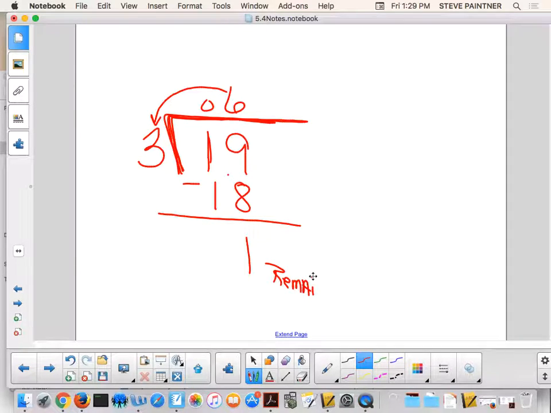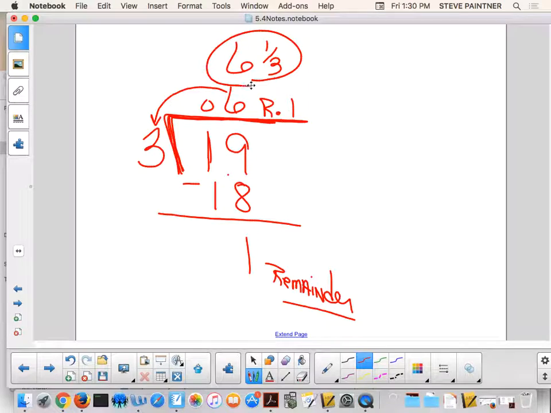Okay, how did your teacher tell you to write that? 6 is your answer. 6 remainder 1. R1. Okay. So your third grade teacher might have said that. You have a remainder of 1. Okay, so put R1. Okay, then you got to 4th grade, 5th grade. You started talking more about fractions. Then your teacher might have said your answer is 6 and 1/3. Okay, so that's what your 5th grade teacher started telling you, right?